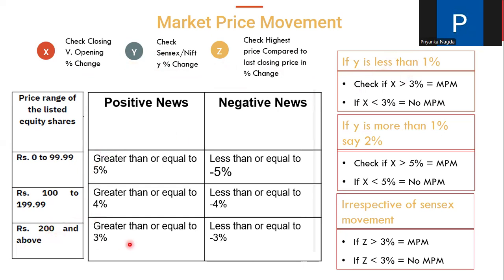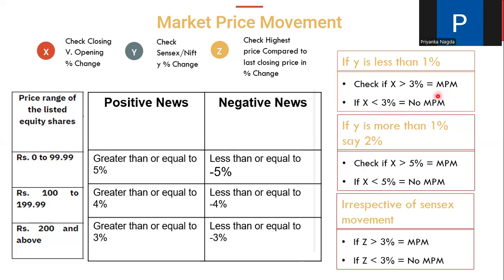If there is a change of 3% or more, it is a material price movement. So now if my Y is less than 1%, Y being my Sensex or Nifty 50, then as I mentioned above, if the benchmark index movement is more than 1%, then even that has to be added to our price. Now here it is less than 1%, so there is no need to check Y. So we will have to check X. X is my company's closing price of the previous day versus opening of the next day. If that change is more than 3%, it is a material price movement.